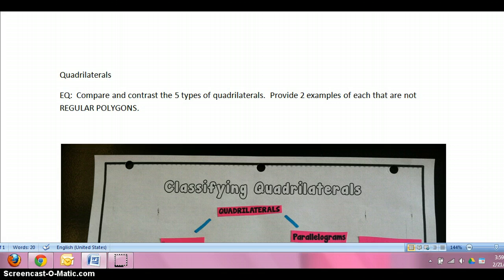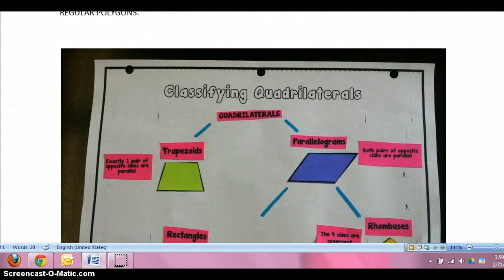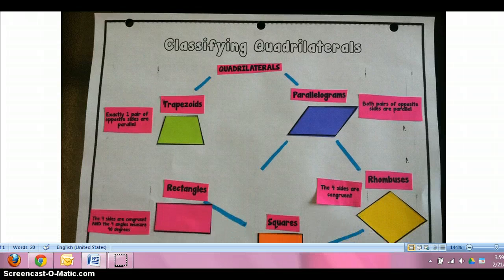Provide 2 examples of each that are not regular polygons. When I say provide 2 examples, I mean just draw me a picture. Draw some pictures. These are going to be super short notes today because there's a long line outside, so if you hear any background noise, I apologize.